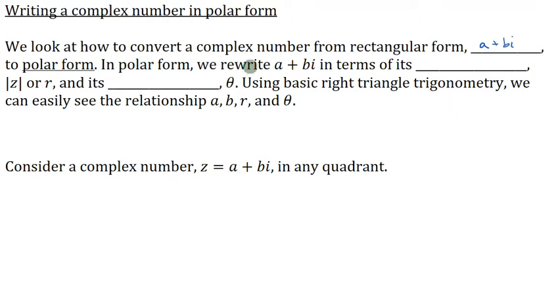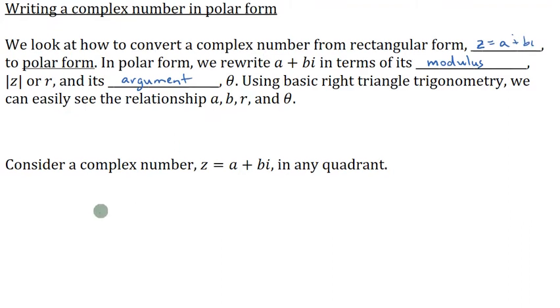And in polar form, we rewrite a plus bi in terms of its modulus, which is sometimes labeled as modulus of z or r. It's called the modulus of z if we think of the complex number a plus bi as being z. So we write a plus bi in terms of its modulus and its argument theta. So how far it is from the origin and the angle it takes to reach the terminal side. Using basic right triangle trigonometry, we can see the relationship between a, b, r, and theta.